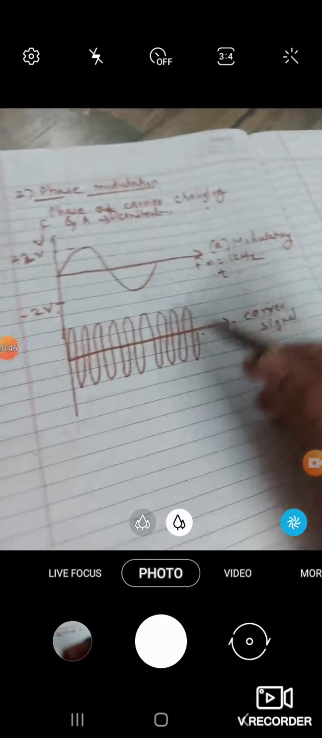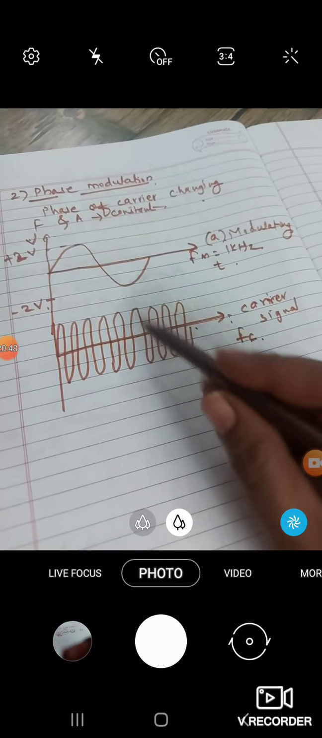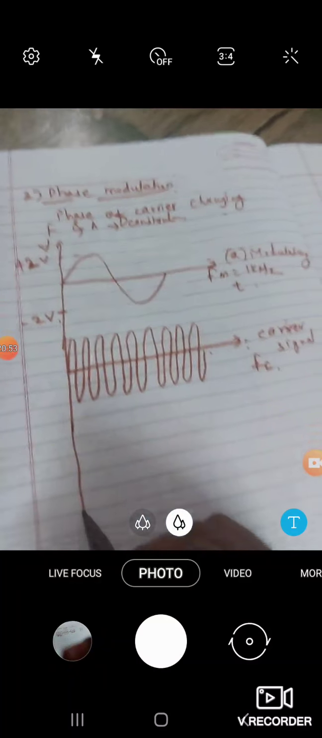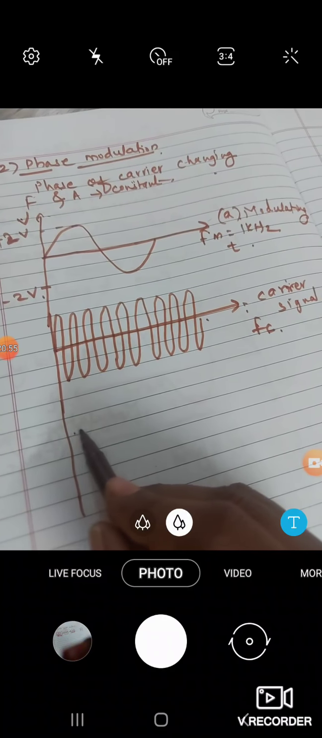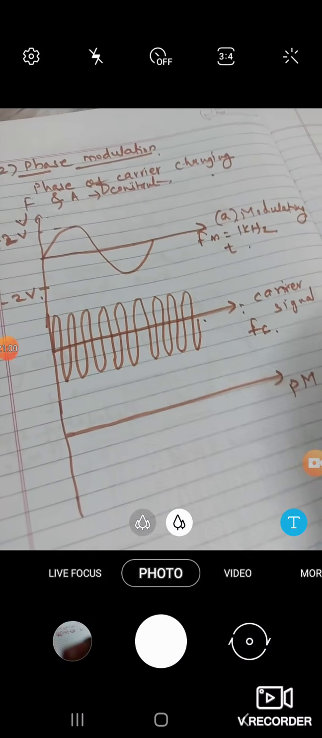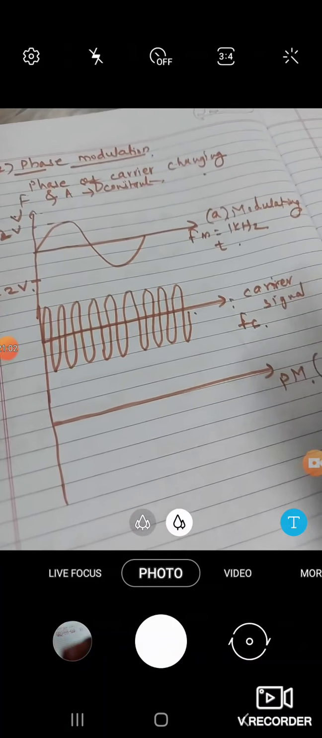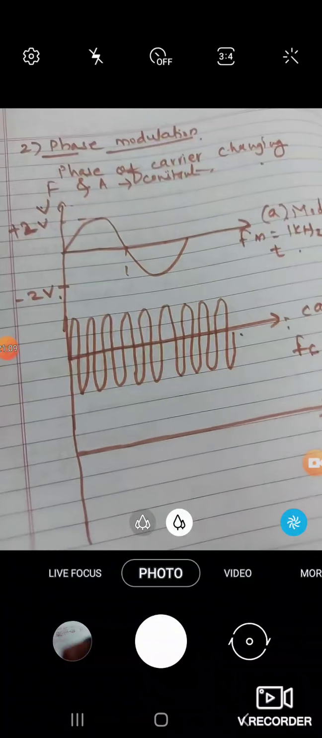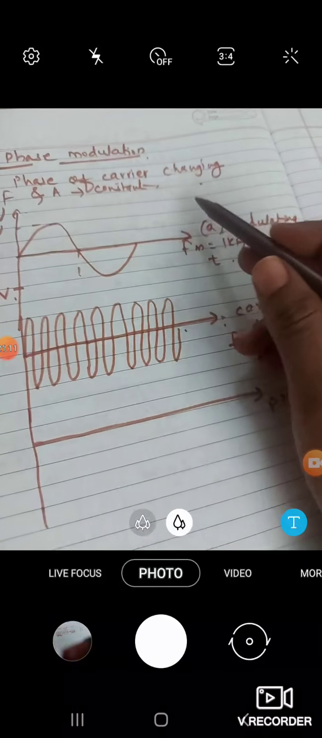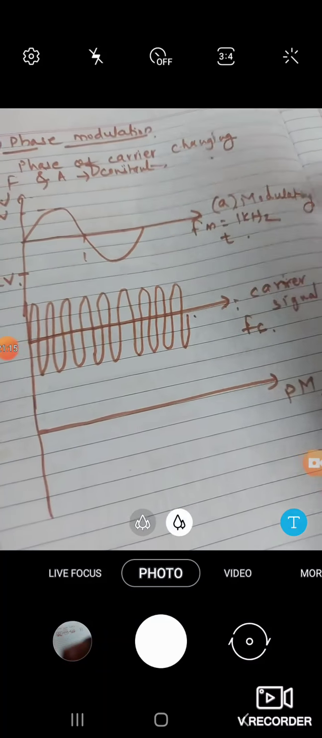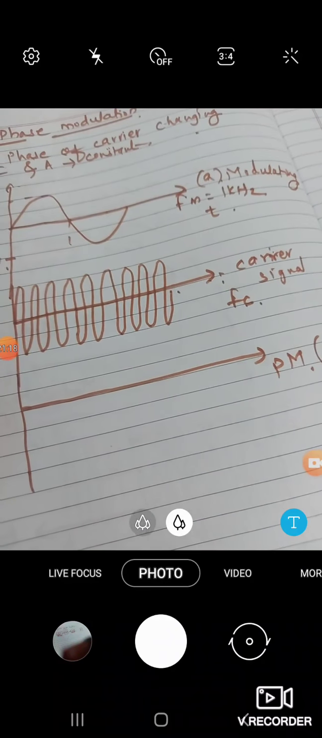So the frequency of the carrier is very high as compared with the modulating signal. Then we have to draw now the waveform of the phase modulated signal. So we will see how the diagram of the phase modulated signal will look. But I will explain the concept for one cycle. After that we will increase the number of cycles so that you can understand the concept of phase modulation properly.